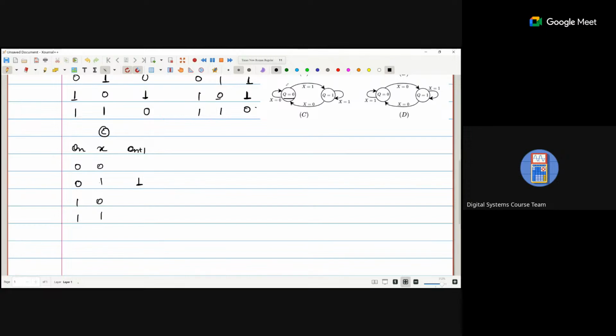Okay. If present state is 0, apply 0, the next state is again 0. If present state is 1, apply 1, the next state is again the same. And if present state is 1, apply 0, the next state is 0. This is the C. Now the fourth one is the D.